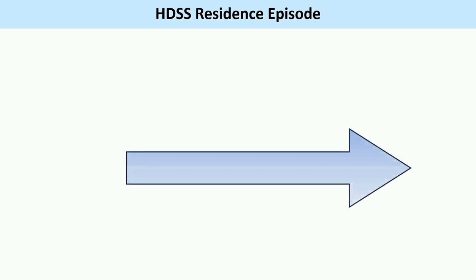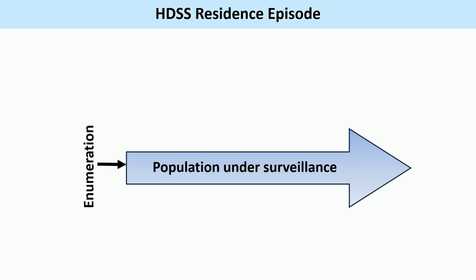The residence episode. Imagine this diagram as a population under surveillance. A typical HDSS site or residence episode will start by enumerating or counting all the people living in this particular geographically delimited area through a registration system. This is what actually happens during a national census. I'm sure at one time or the other, you might have participated in a census where at least one person with a form or questionnaire will come to you to collect information about you and other members of your household.